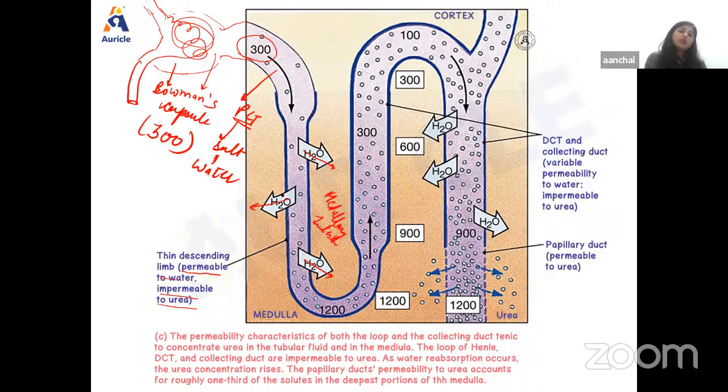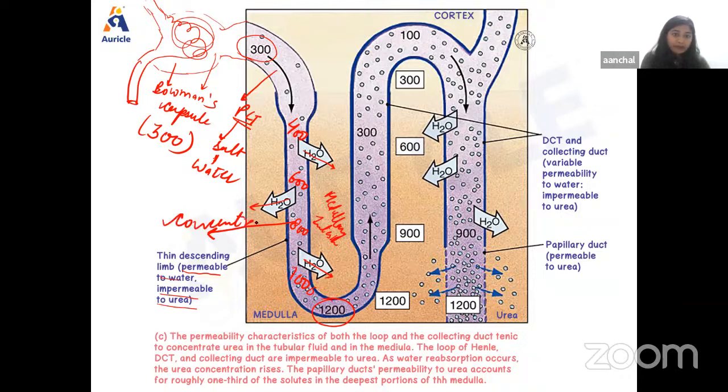Now, more and more reabsorption of water will occur, but salt absorption will not occur. So obviously in the descending segment there will be accumulation of salt. From here, the osmolarity of the fluid is going to increase and it will reach up to 1200. That's why this descending segment is also known as the concentrated segment.